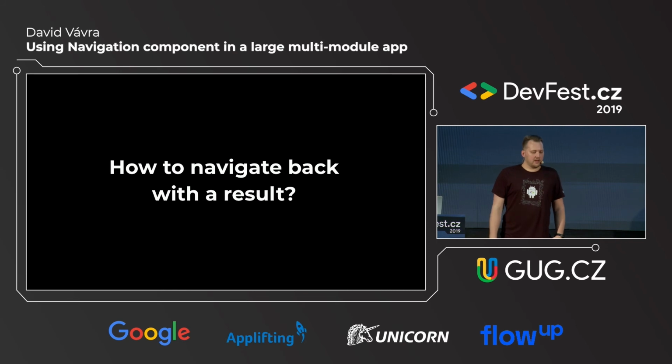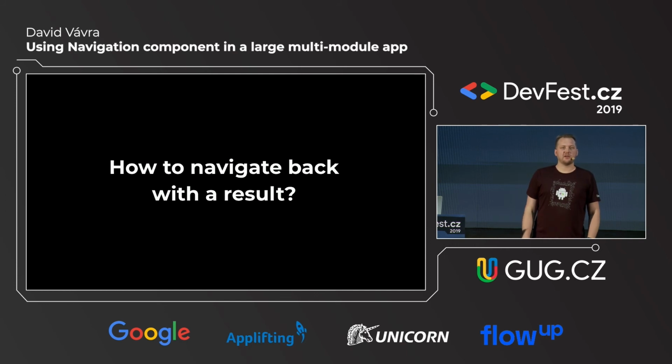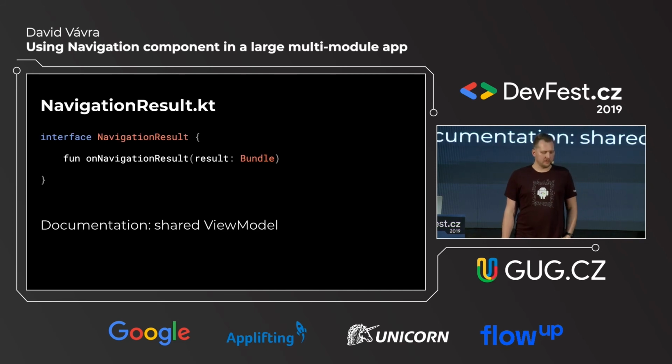One last thing is how to navigate back with a result. I'm sure you know the API called start activity for result for activities. That's quite a nice API, but there is nothing like that for fragments, and nothing like that as part of the navigation library. There is actually an open issue. People are saying we want this, but it's not implemented yet.